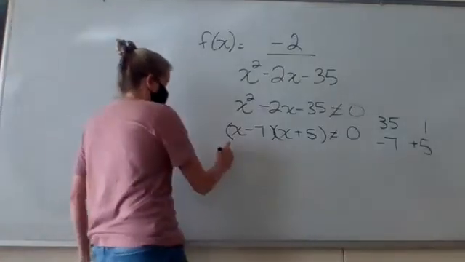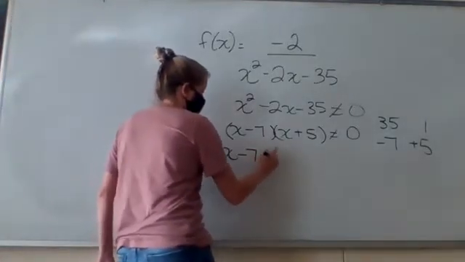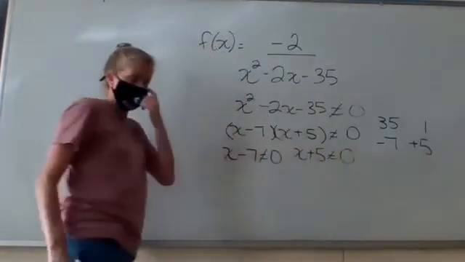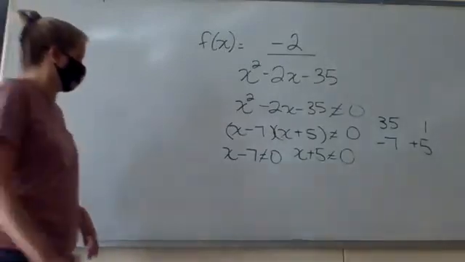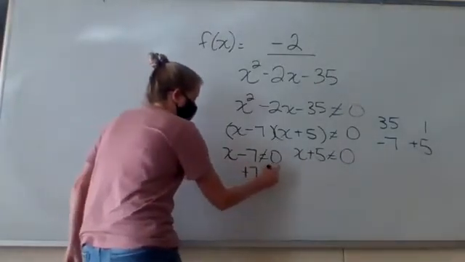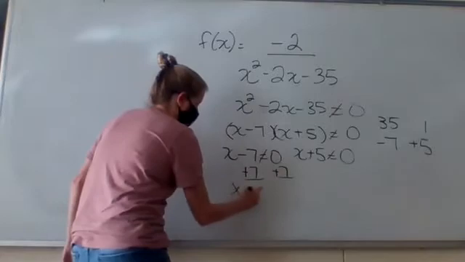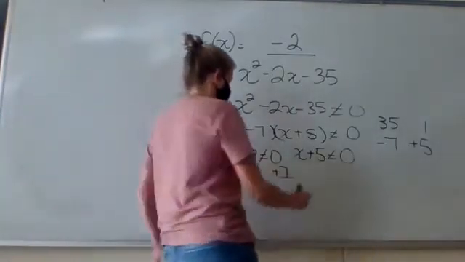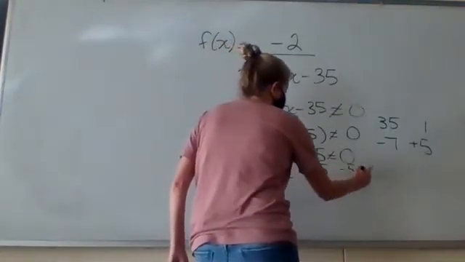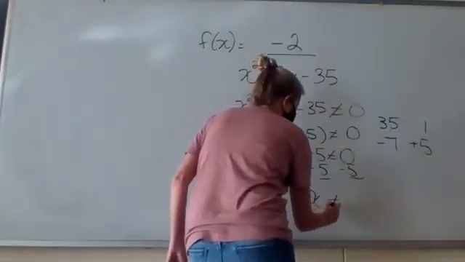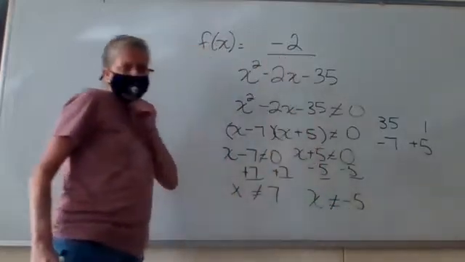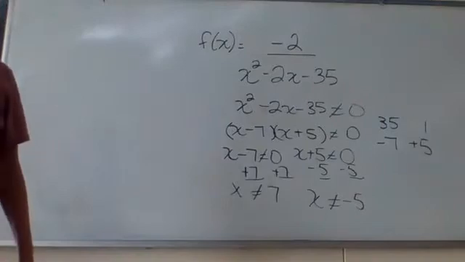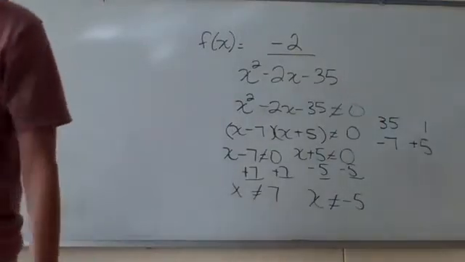So here's my factors that I need to set to not equal 0. And then again, solve them for the x. So here I would add the 7 to both sides. So x cannot equal 7. And here, subtract the 5 from both sides. So x cannot equal -5. Now, this one does want you to write your answer in interval form.